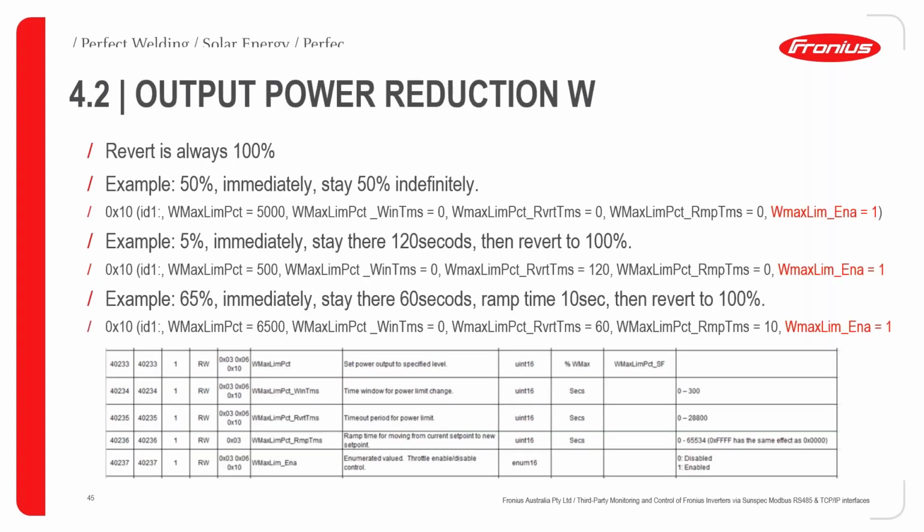Output power reduction. This is probably the most important one, I would say. So there are 5 key registers to think of when we start implementing this function. They're listed here. Key note to understand here is that those percentages listed here come as a scaling factor, but the values that you're going to write are from 0 to 10,000. So that's 0.01% intervals that you can change there.